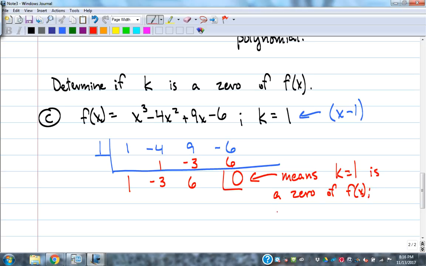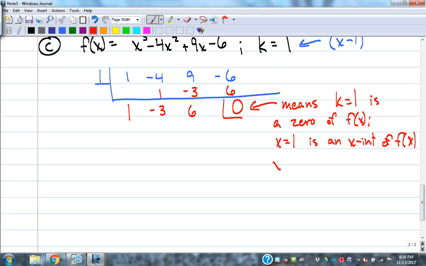It also means that x equals 1 is an x-intercept of f of x. It also means that x minus 1 is a factor of f of x. All of that from the 0 being in the remainder. Very, very powerful theorem. If we can get a 0 in the remainder, then it does all of these things.